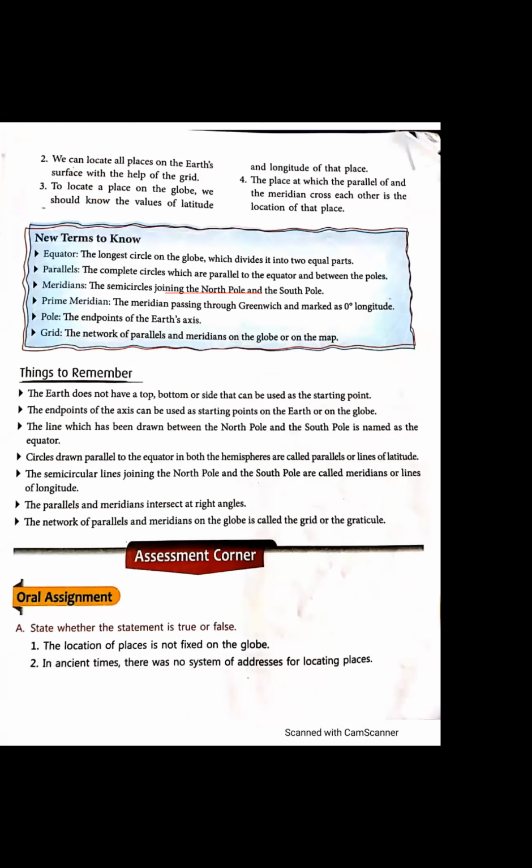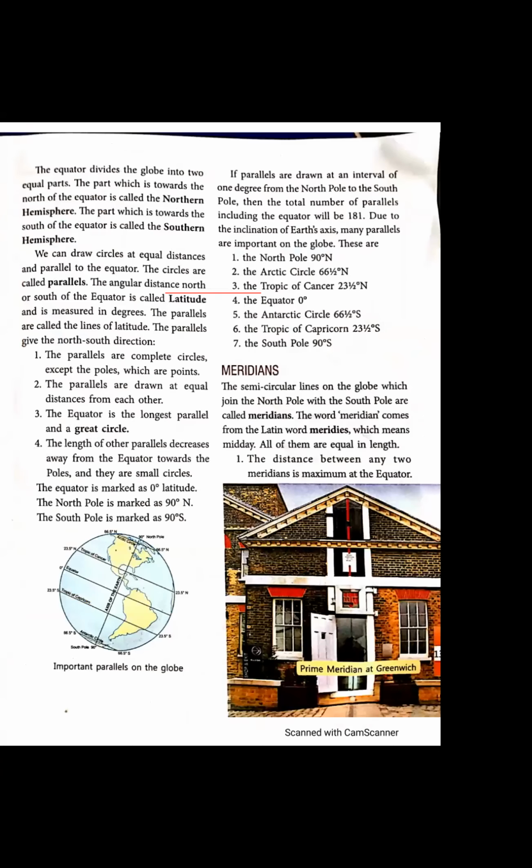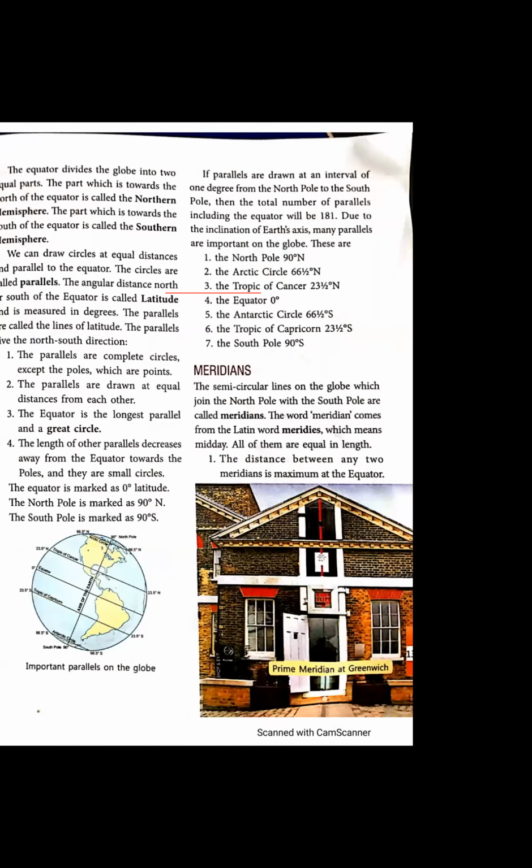Again, I am repeating this part. The equator divides the earth into two equal parts. Second one, the other name of meridian is the line of longitude. The parallels are drawn at equal distance from each other, or you can say from equator. The distance between any two meridians is maximum at equator. And fifth one, a grid on a map is the network of parallels and meridians. And the last one, the latitude and longitude are imaginary distances. So that's all about the back exercise. Tomorrow we will discuss the question answers of this chapter.